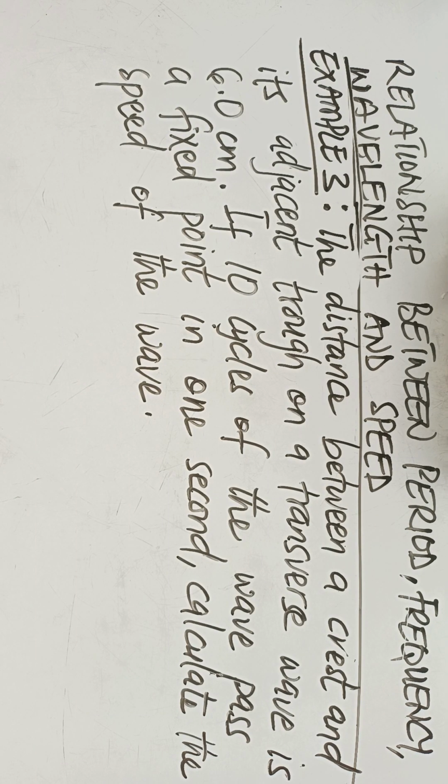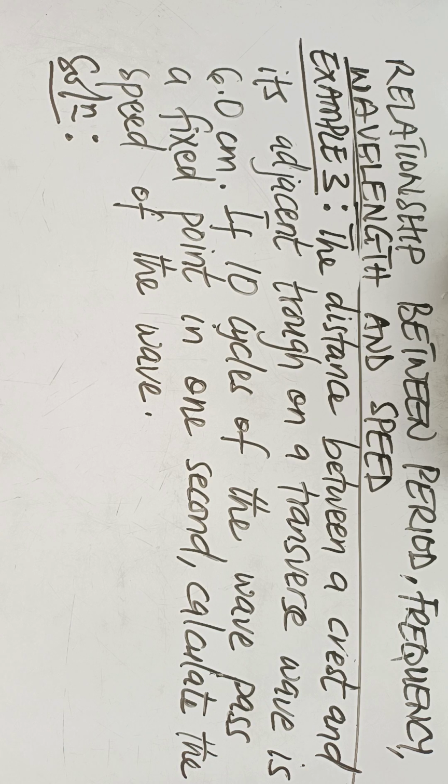So let's consider our last example for the day. We are looking at this example: the distance between the crest and its adjacent trough on a transverse wave is 6.0 centimeters. If 10 cycles of the wave pass a fixed point in 1 second, calculate the speed of the wave. Now let's look at the solution to this particular question and how to attempt it.